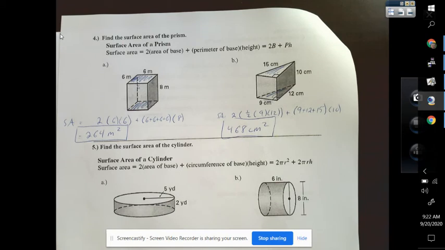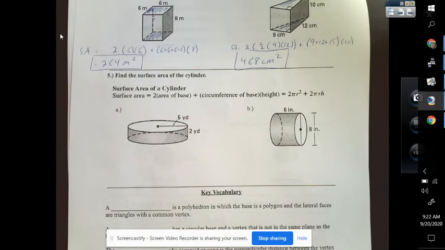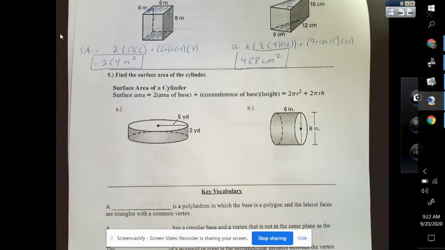Great. Okay, looking good. So now we're going to move on to, okay, it's just a lot of formulas today. I hope you guys are noticing that. It's not crazy over the top.